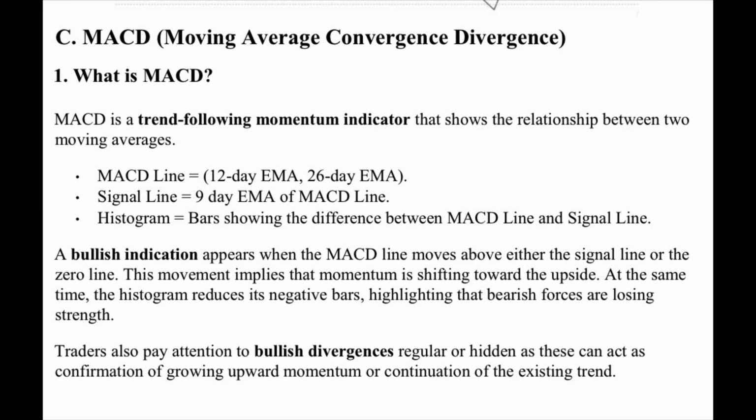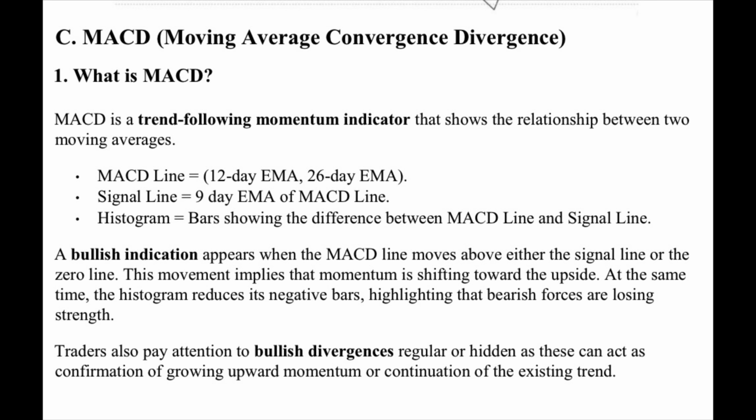Okay, so we're going to go ahead and hop straight into it, and we're going to go over the definition of what MACD is exactly. What is MACD? MACD is a trend following momentum indicator that shows the relationship between two moving averages. The MACD line is equal to a 12-day EMA minus a 26-day EMA. The signal line equals a 9-day EMA of the MACD line. The histogram is bars showing the difference between the MACD line and the signal line.